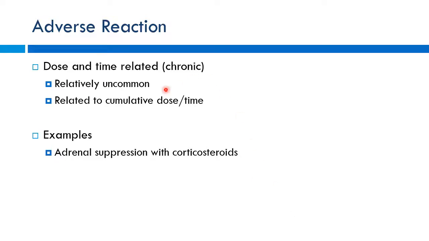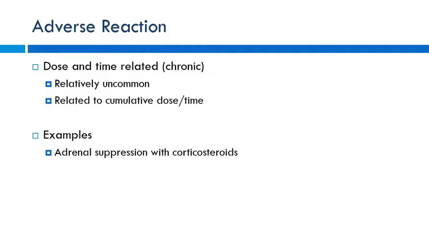You have dose and time related. These are going to be more chronic issues that pop up, and these are relatively uncommon, but actually have to do with cumulative dose and time. So say, for instance, I'm taking steroids for a good long period of time. We mentioned when I'm taking those steroids, like hydrocortisone or dexamethasone or prednisone, that normally is going to activate that negative feedback loop for cortisol production in the adrenal gland.